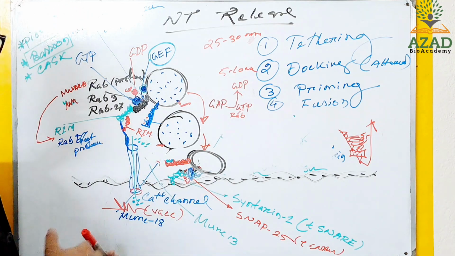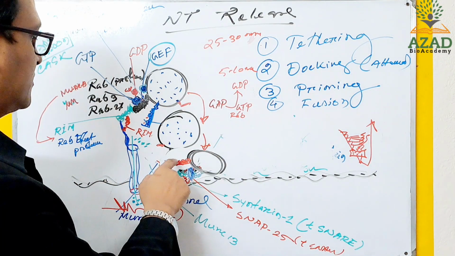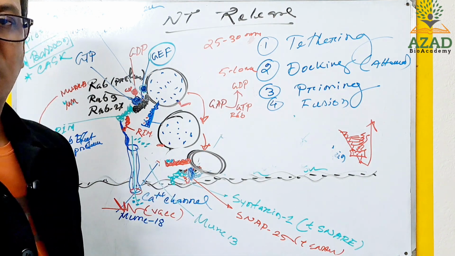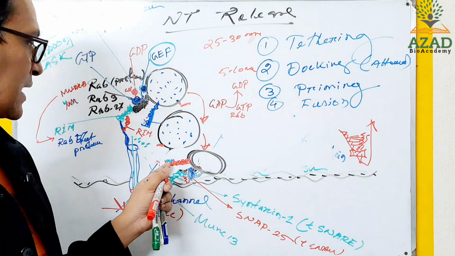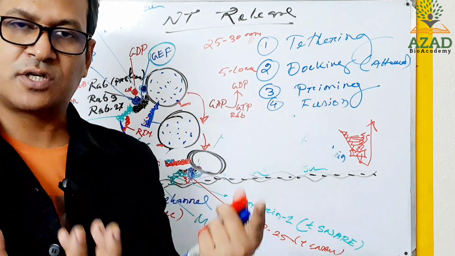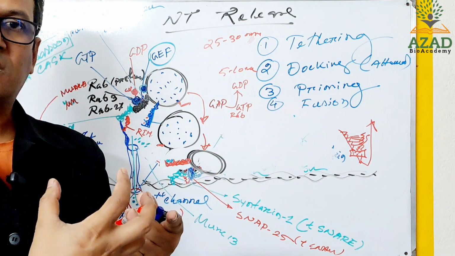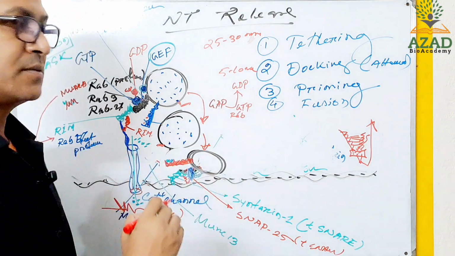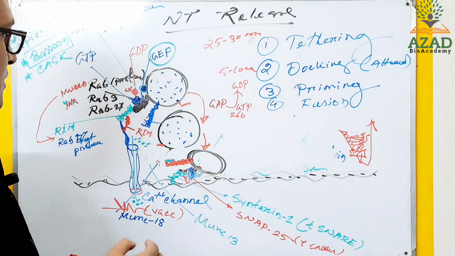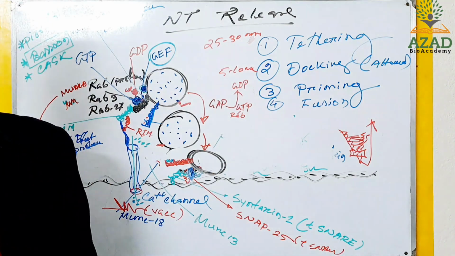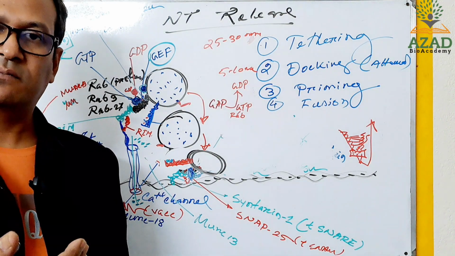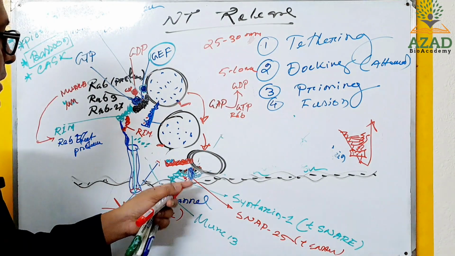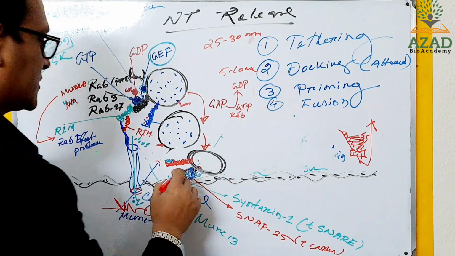Okay, and this calcium will change the conformation of this synaptotagmin. And then what will happen? When calcium binds with the synaptotagmin, that is a calcium sensor protein attached with the vesicle as a transmembrane protein, it will change the conformation. After binding the calcium, the synaptotagmin changes conformation, and it will bind with the complex.